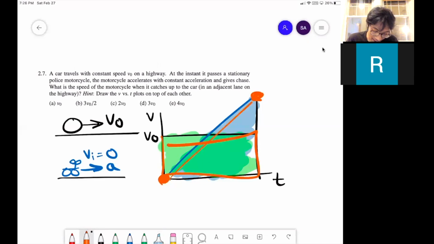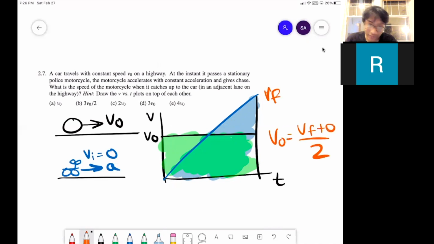And so since v0 is the average, if this is vf, well, what does it have to be? Remember, v0 has to be (vf plus 0) over 2. vf plus 0 because this is your initial, this is your final. Initial 0, final vf. So this is the average velocity formula. That means 2v0 is equal to vf. That means the velocity of the motorcycle when it catches the car is twice the velocity of the car.